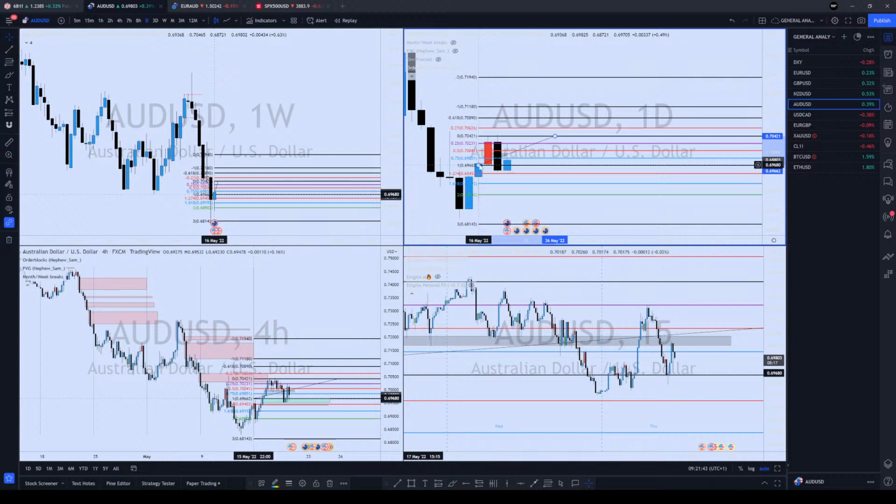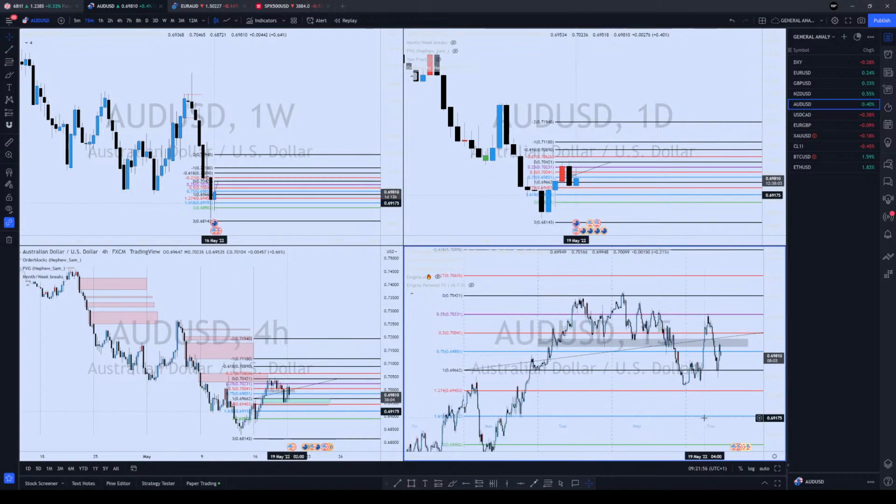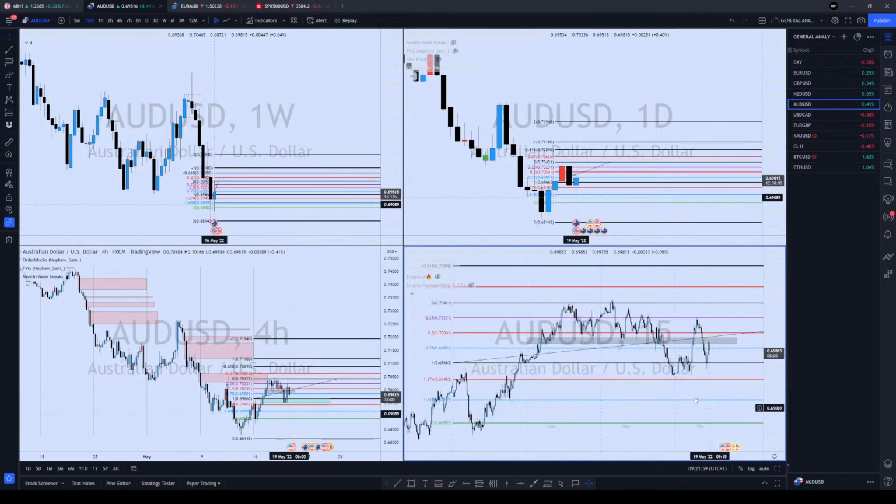So that up candle brings me 27 here and 618 here. I'll be happy if for the week, if we get down here, that will be enough for me for the week, and then I'll see what they will do next.